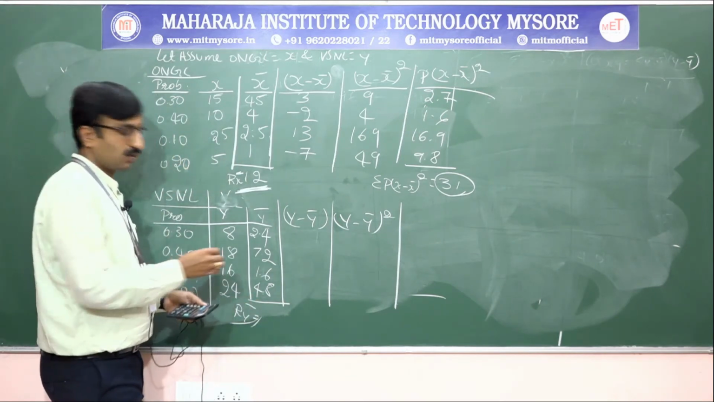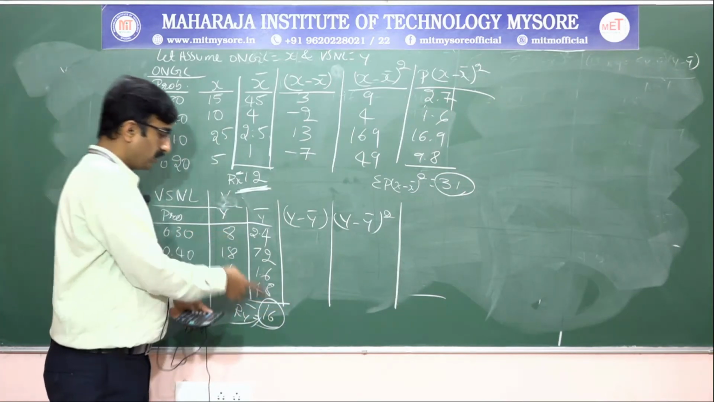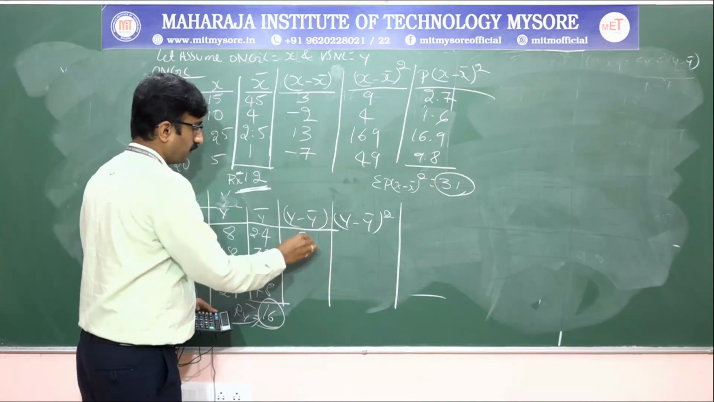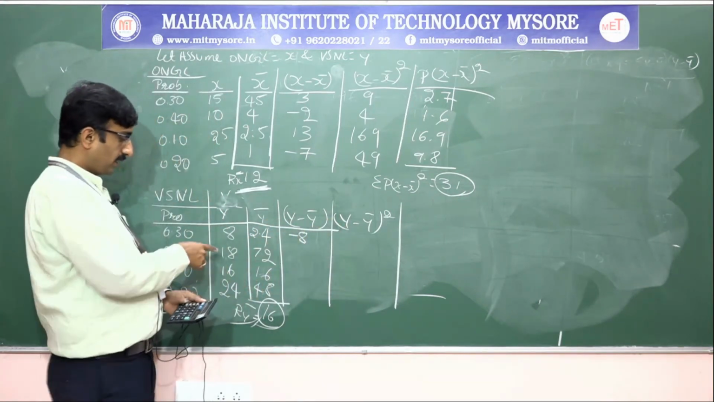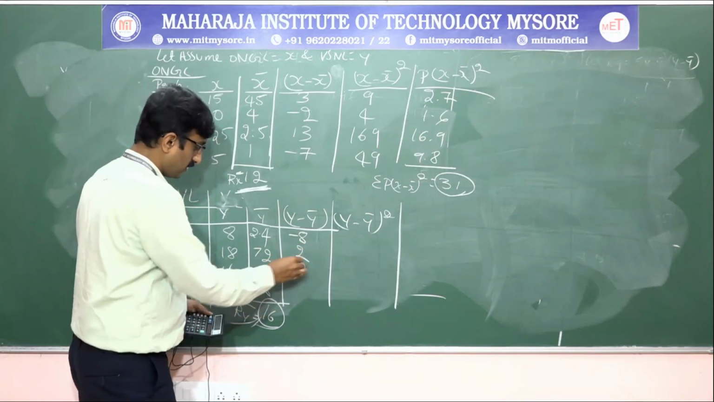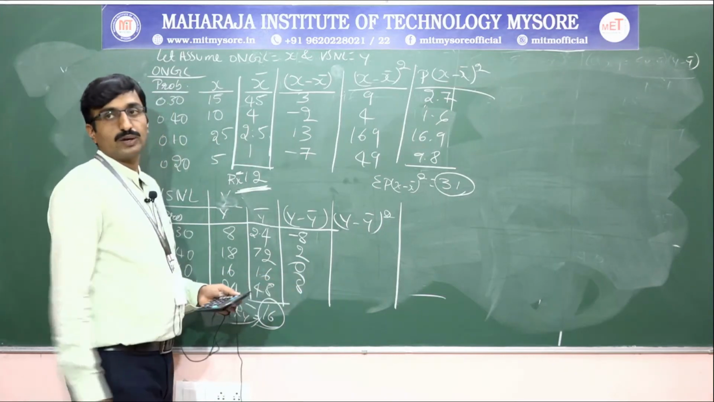So Y bar is equal to 16. 8 minus 16, how much is it? Minus 8. Then 18 minus 16, it is 2. Then 16 minus 16, it is 0. 24 minus 16, it is 8. This is Y minus Y bar.